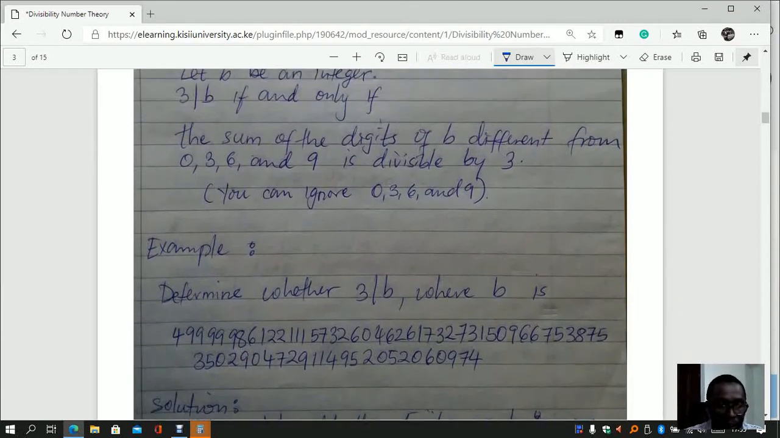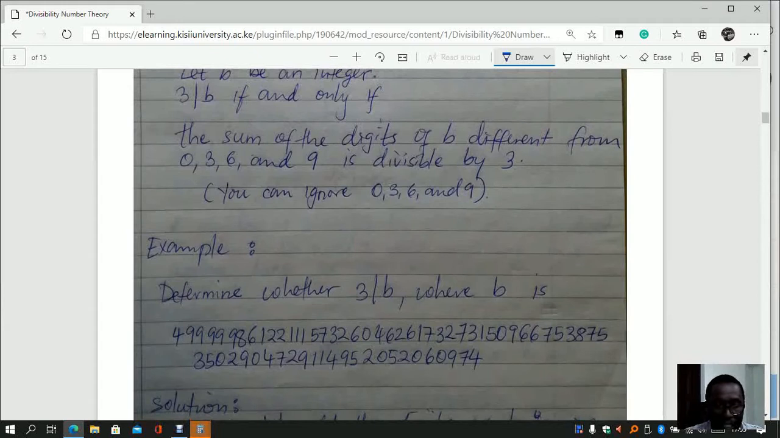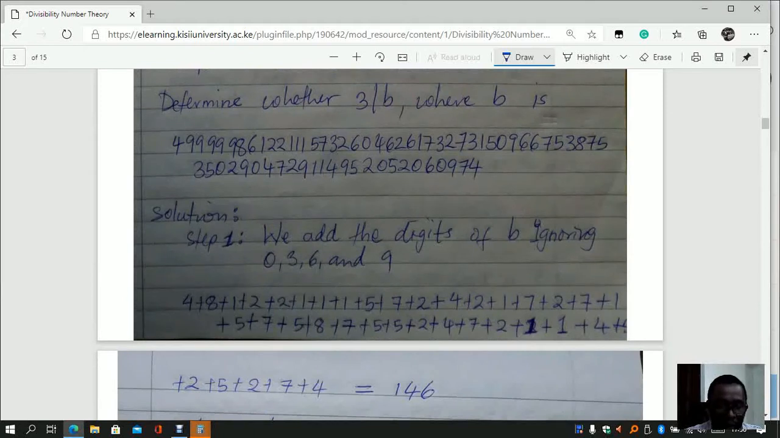Now, this is what it says: the sum of the digits of b different from 0, 3, 6, and 9 is divisible by 3. So you can ignore these numbers. These are what can be ignored in the long list. So if you get a very large number like this, don't worry a lot. If you are to determine whether it's divisible by 3, you can cancel, for example, all the 9s, because 9s are divisible by 3, all the 6s, and there's another 6 here, there's 0 here, all these are cancelled, there is a 3 here.